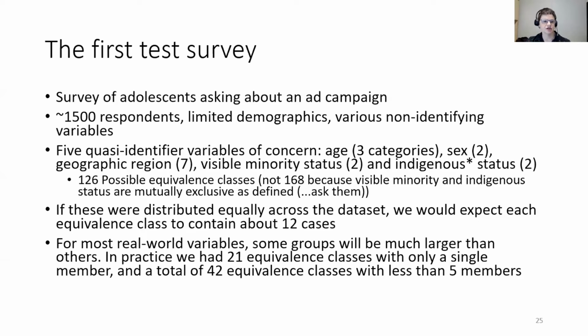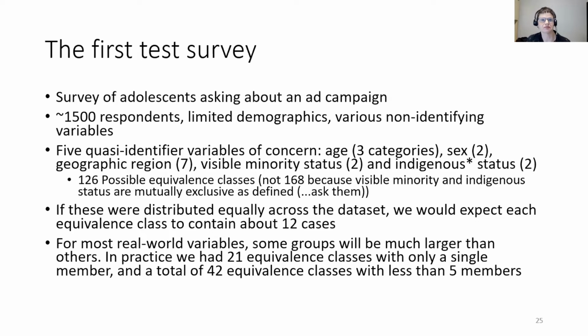Now, if these 126 equivalence classes had been distributed equally across the data set, we would expect each equivalence class to contain about 12 cases. However, for most real-world variables, some combinations are much larger than others. There are more non-visible minorities than visible minorities. Some geographic regions have more people in them than others. In practice, we had 21 equivalence classes with only a single member and a total of 42 equivalence classes with less than 5 members.